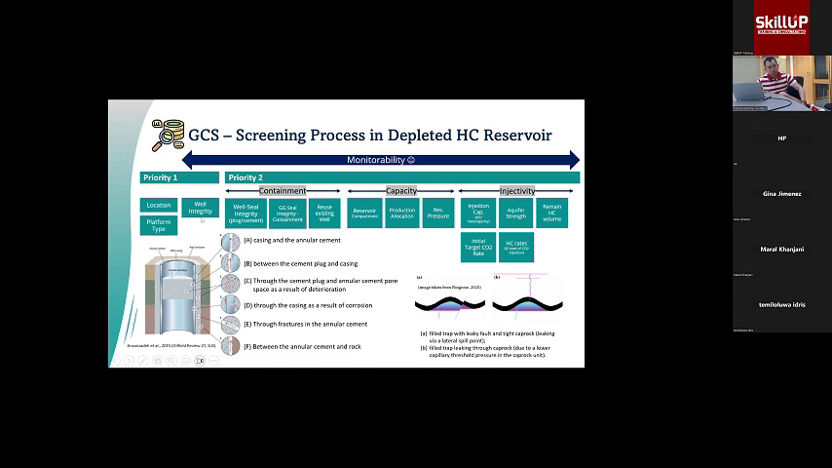Why? Because well integrity is the main pathway through which the CO2 can possibly leak and go further.